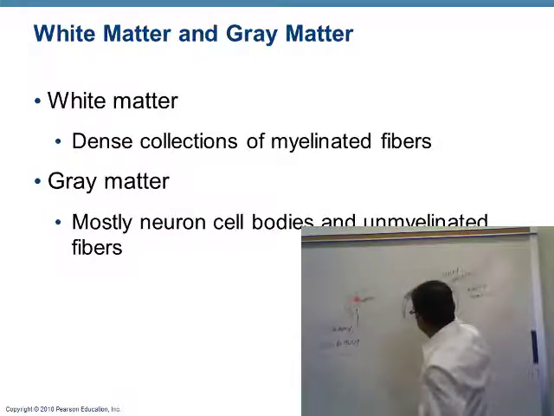Now the question is, why is the outer part gray and the inner part white? Very simple. The cell bodies and dendrites are located in the gray matter. And why does this area look gray? Because, as I just showed you a few minutes ago, inside the cell body you have the Nissl granules. In the cytoplasm you have the concentrated chemicals, Nissl granules. So all these cell bodies have Nissl granules, and that gives this part its gray color.